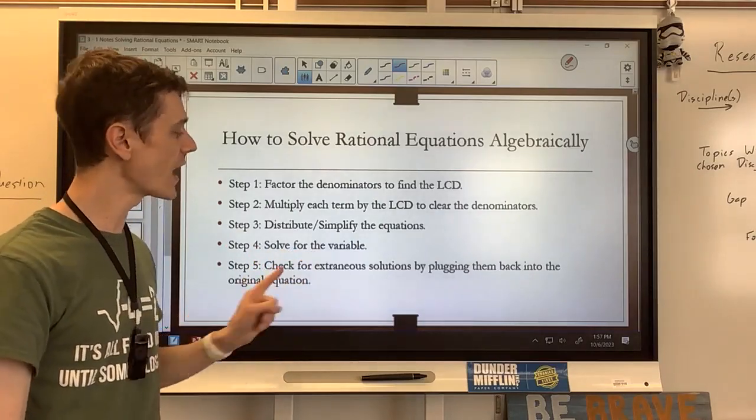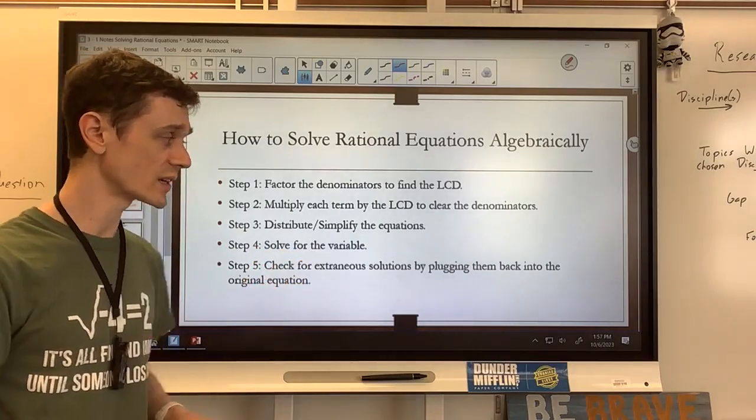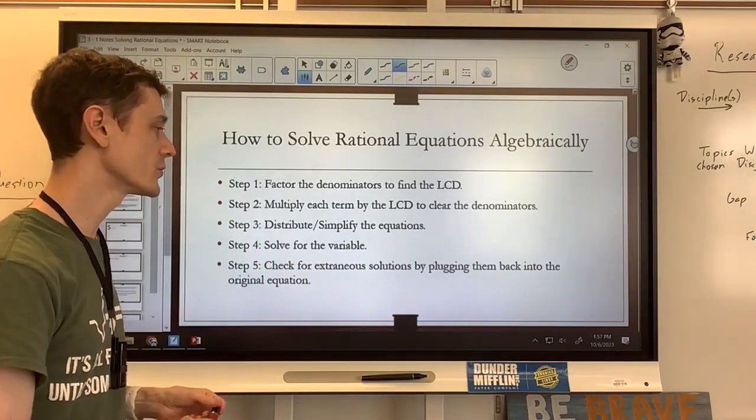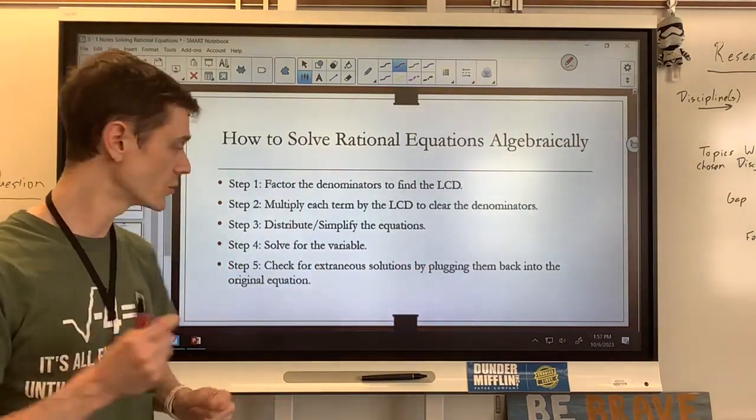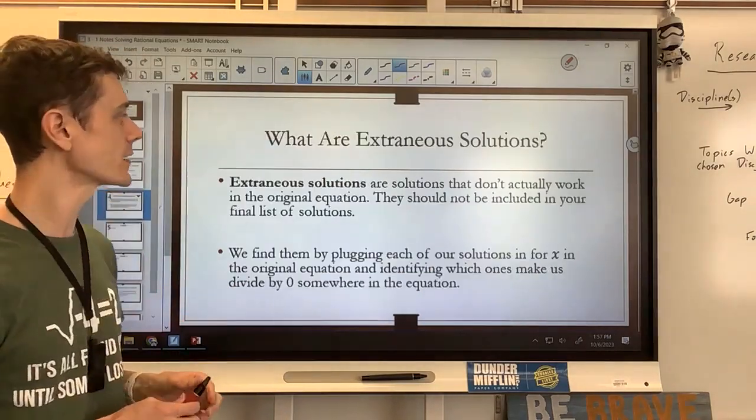And then step 5, we're going to be checking for something called an extraneous solution. We'll do that by plugging the solutions we got back into the original equation. I'll show you more information on that here on the next slide.